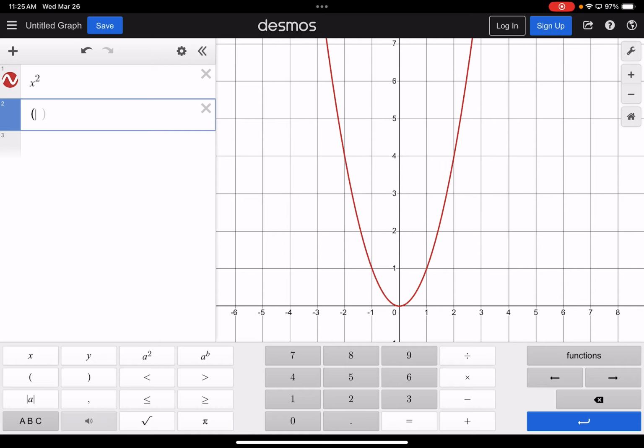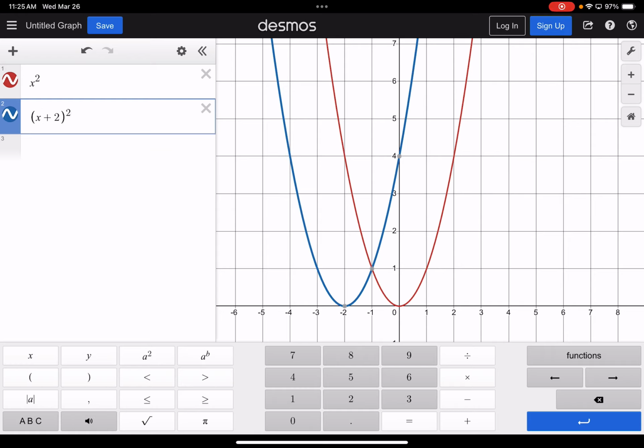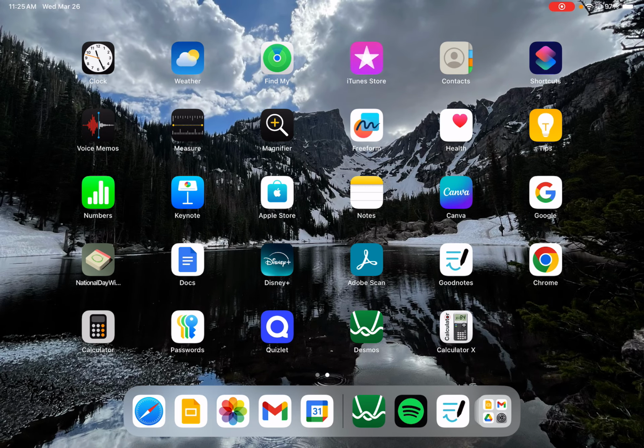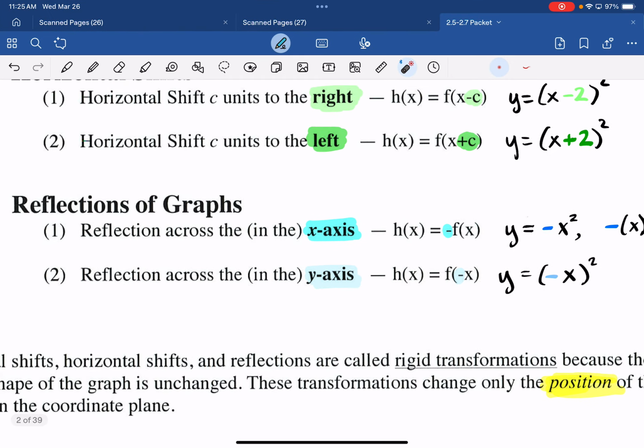If I do parenthesis x plus 2 squared, it shifts it this direction. Okay, so even though it's a +2, I went to the negative direction. That's why it's a little trickier with the horizontals. All right. Let's move on.